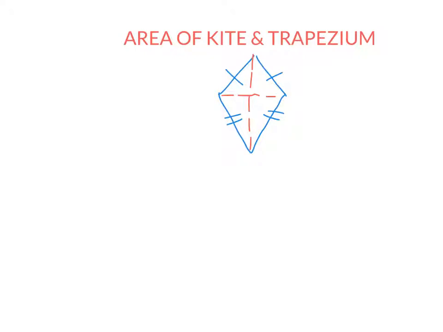So the properties of kites are that the diagonals intersect at right angles and they bisect each other. That means that this distance here and this distance here are the same as each other. The two in green are the same, and this one here and this one here are the same, so the two distances in yellow are the same. Why I'm telling you this is I'm going to show you why the formula for the area of a kite is as it is.